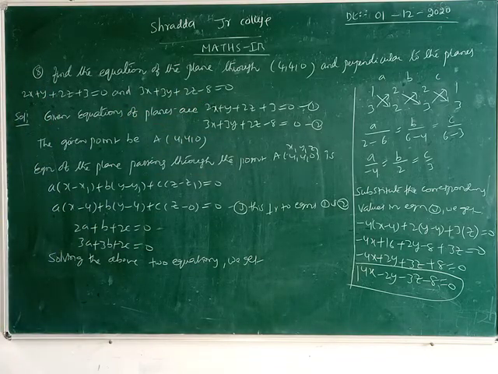The equation of the plane passing through the point A, what is that? 4, 4, 0. This is what that is: a into x minus x1 plus b into y minus y1 plus c into z minus z1 equals 0. Now the above equation is passing through which point? That is A, denoted by x1, y1, z1, meaning 4, 4, 0. Substituting x1, y1, z1 values in the above equation, we are getting equation number 3.